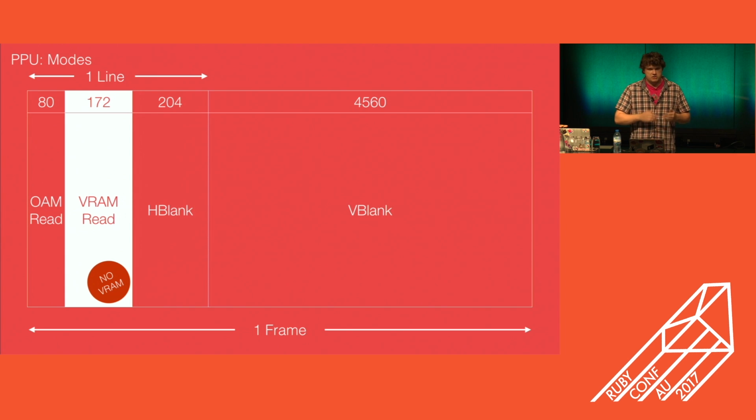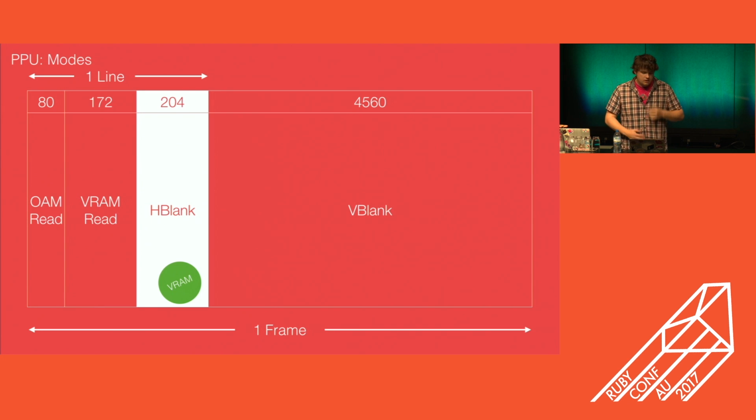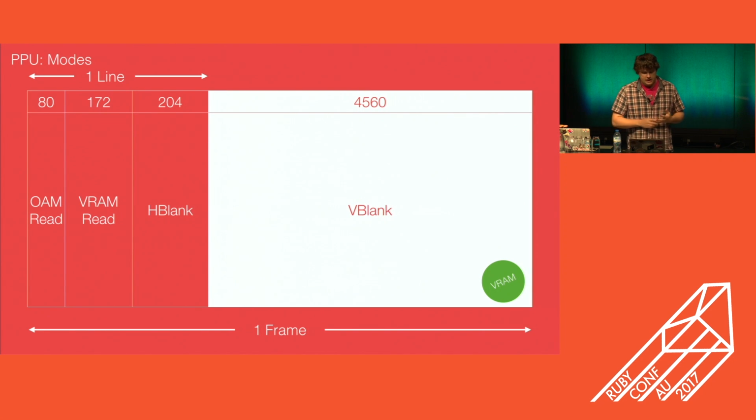You have video RAM read. This is where it's reading things like the background and the windows. Again, you can't update the video memory because the picture processing unit is currently processing that data. Then the horizontal blank. This is when the picture processing unit has finished reading and drawing a line, and it's preparing itself to read the next line. You're free to update video memory or sprites as you need. And then we have vertical blank. This is where the picture processing unit has finished rendering all lines and is preparing to start rendering the first line again. And like the CPU, each mode takes a particular amount of time to complete as well.